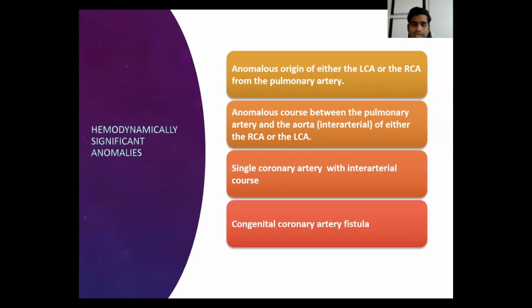So to conclude, I have covered the anatomy of coronary arteries and their branches. I have covered the blood supply of the heart. I have covered dominance, then hemodynamically significant anomalies. So this is the list of anomalies which are considered to be hemodynamically significant. Anomalous origin of left coronary artery from pulmonary artery, the interarterial course, single coronary artery with interarterial course, congenital coronary artery fistula, myocardial bridging with deep involvement, long segment involvement with luminal narrowing.